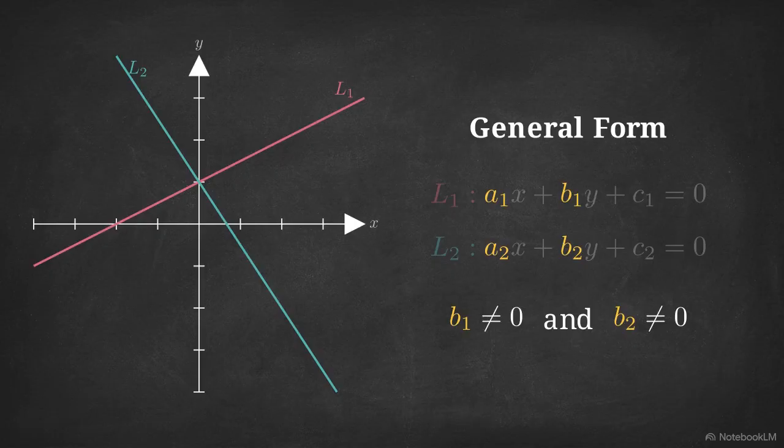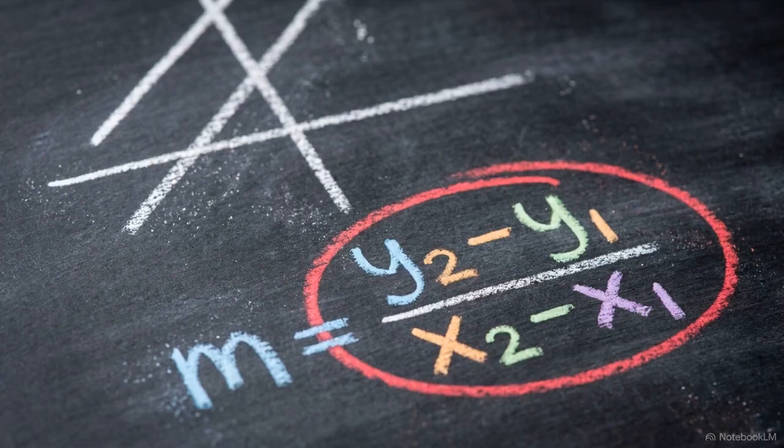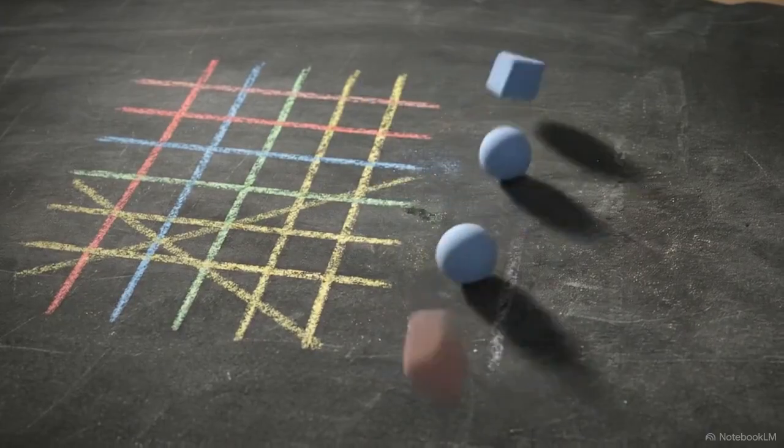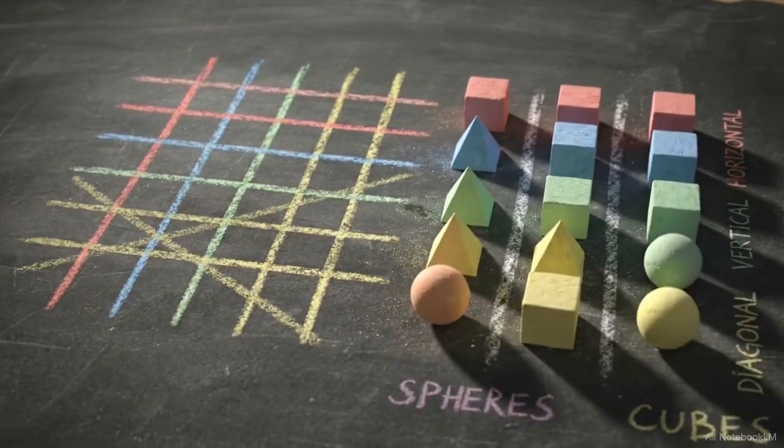Standard geometric analysis determines if these lines are parallel or perpendicular by first calculating their slopes. However, it is possible to derive direct geometric conditions using only the a and b coefficients, bypassing the need for intermediate slope calculations. Using these coefficients directly creates a more efficient verification process, allowing for rapid geometric classification without converting the entire equation.